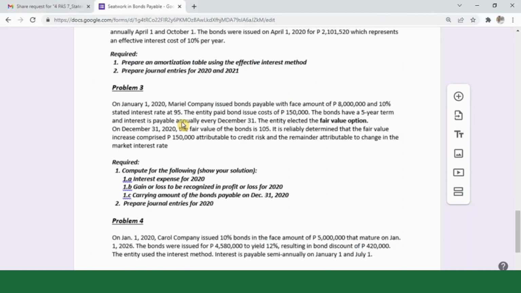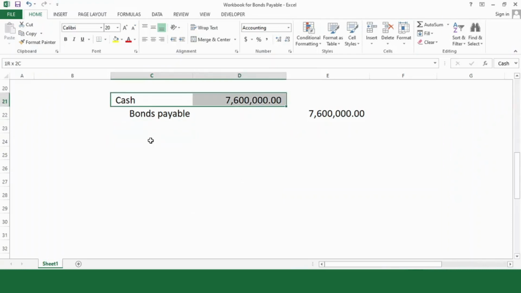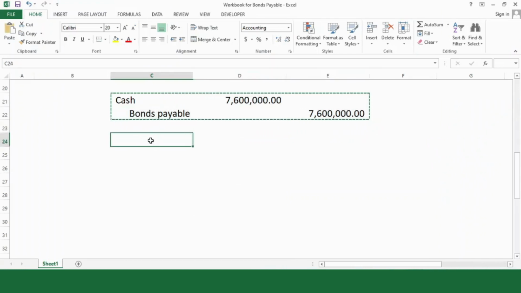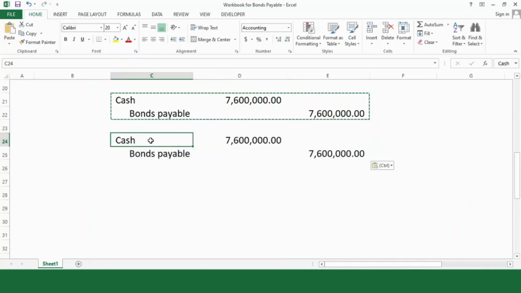Next, the entity paid bond issue cost of 150,000. Take note, kung fair value model ang gamit, we don't need to lump with the discount and net from the premium. Kasi nga, una sa lahat, fair value model, we don't recognize discount or premium at the time na in-issue yung bonds. So, anong ginagawa natin sa bond issue cost? Sabi natin, if you remember, yung part 2 discussion natin, simply outright expense outright yung bond issue cost.